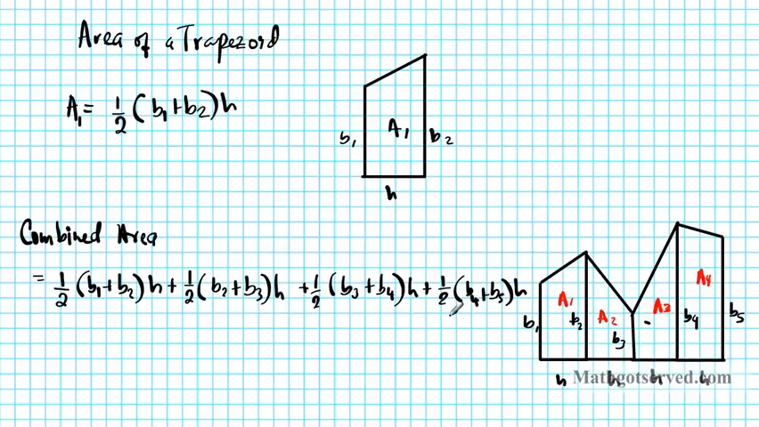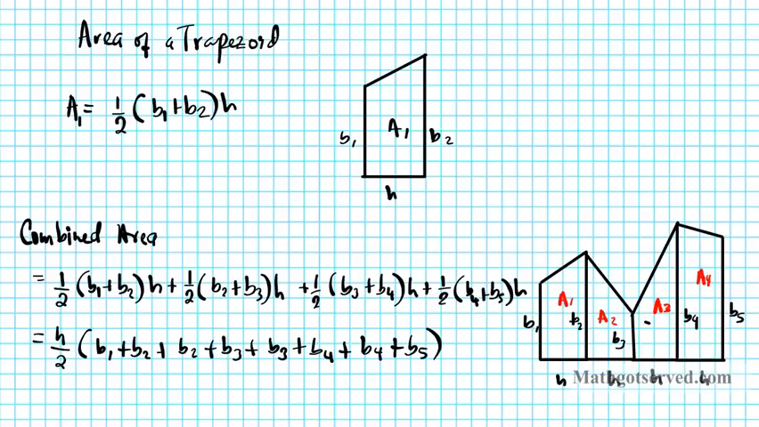All right, let's simplify this. You notice that every expression has h and a 1/2, right? So we could factor that out. So we have 1/2 h can be factored out as h over 2 times b1 plus b2 plus b2 plus b3 plus b3 plus b4 plus b4 plus b5.